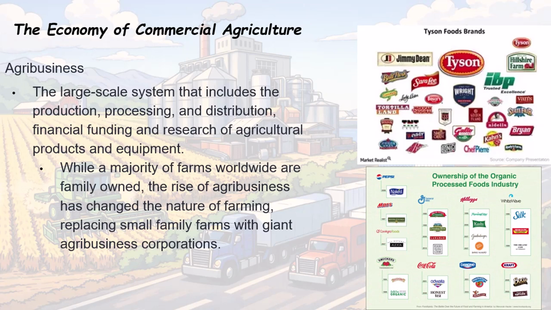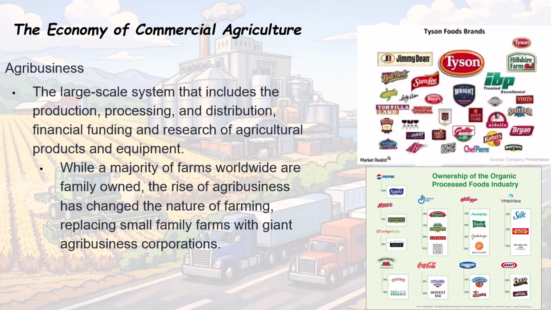And that ownership chart? A handful of corporations control huge sections of the organic and processed food industry. It's giving main character energy, but for corporations. Even though most farms worldwide are technically family-owned, the rise of agribusiness has changed the nature of farming. Small family farms are getting replaced or absorbed by giant agribusiness corporations.